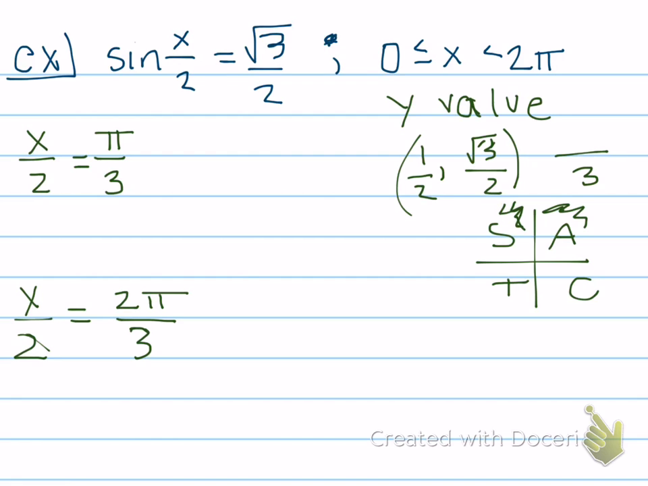So just like the last problem, we add on this plus 2n pi. Oh, that didn't come out. So 2n pi for both of these.